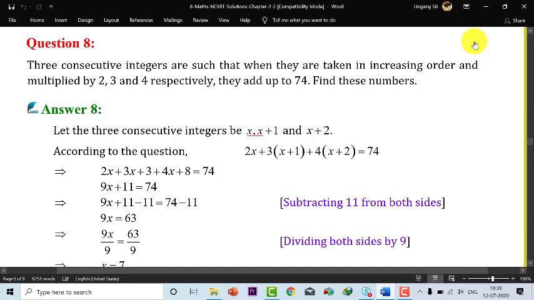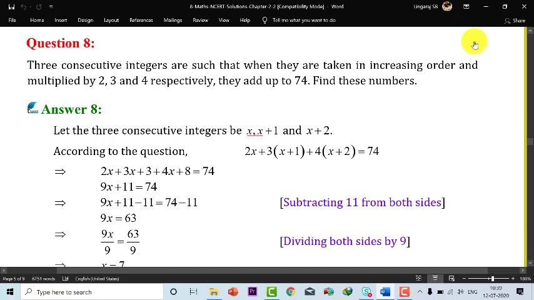So here we are removing 11. So subtracting 11 from both sides. 9x plus 11 minus 11 is equal to 74 minus 11. 11 gets cancelled. So 9x equal to 74 minus 11 is 63. So we got RHS is 63 and LHS is 9x.